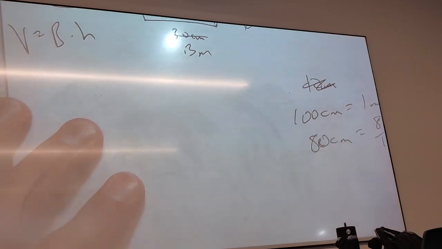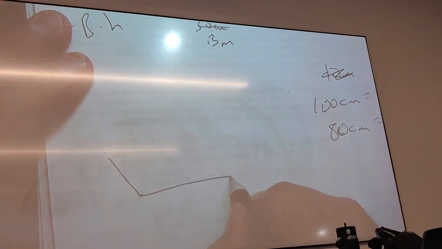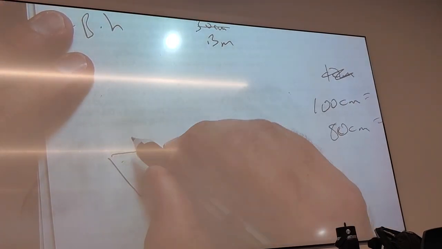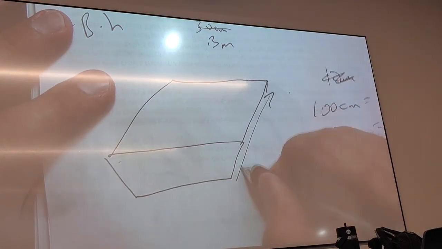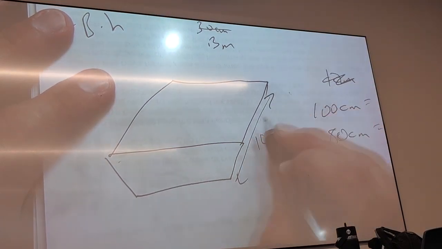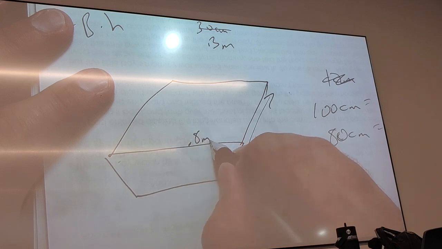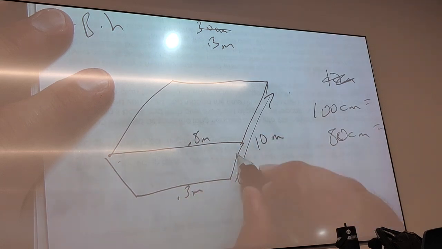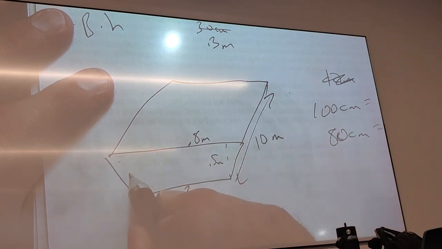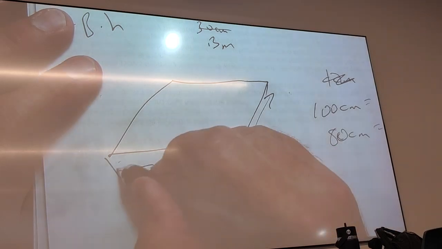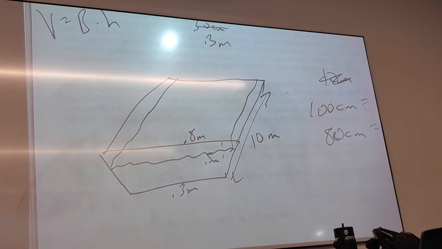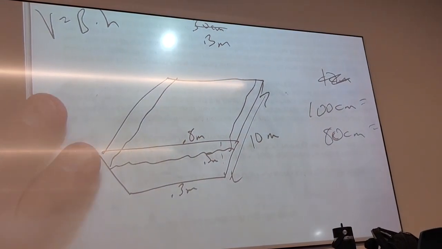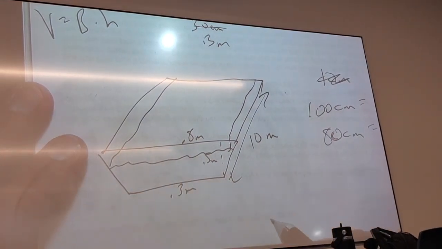So let me draw this again because I got too much going on. It doesn't have to be to scale or whatever. So this will be 10 meters. This is 0.8 meters. This is 0.3 meters. And this is 0.5 meters. Now I'm just going to pick a place for the water to be. So water's here.